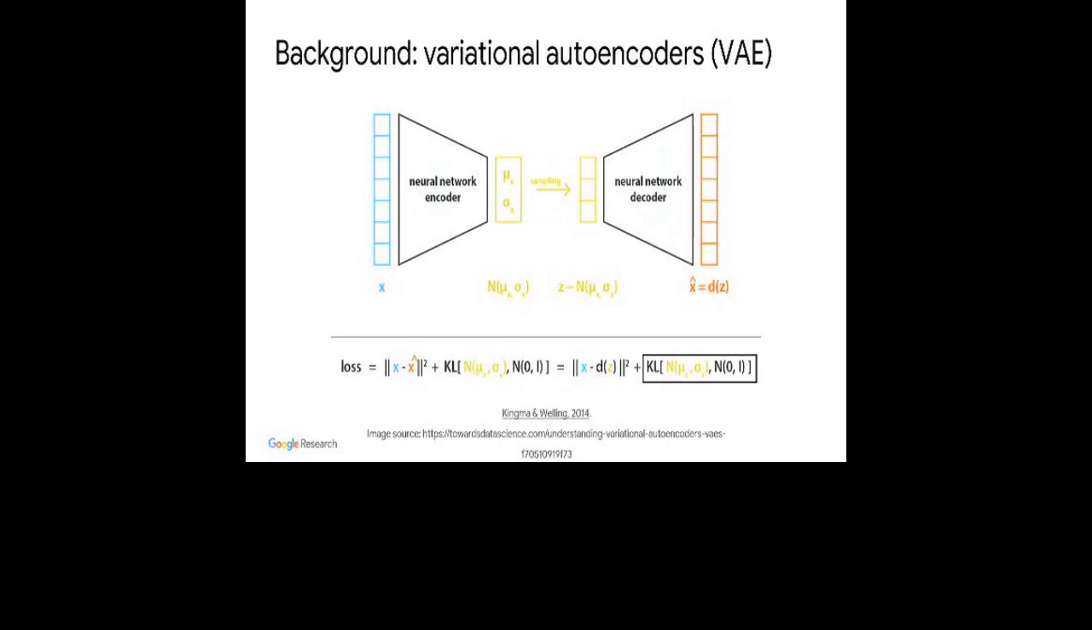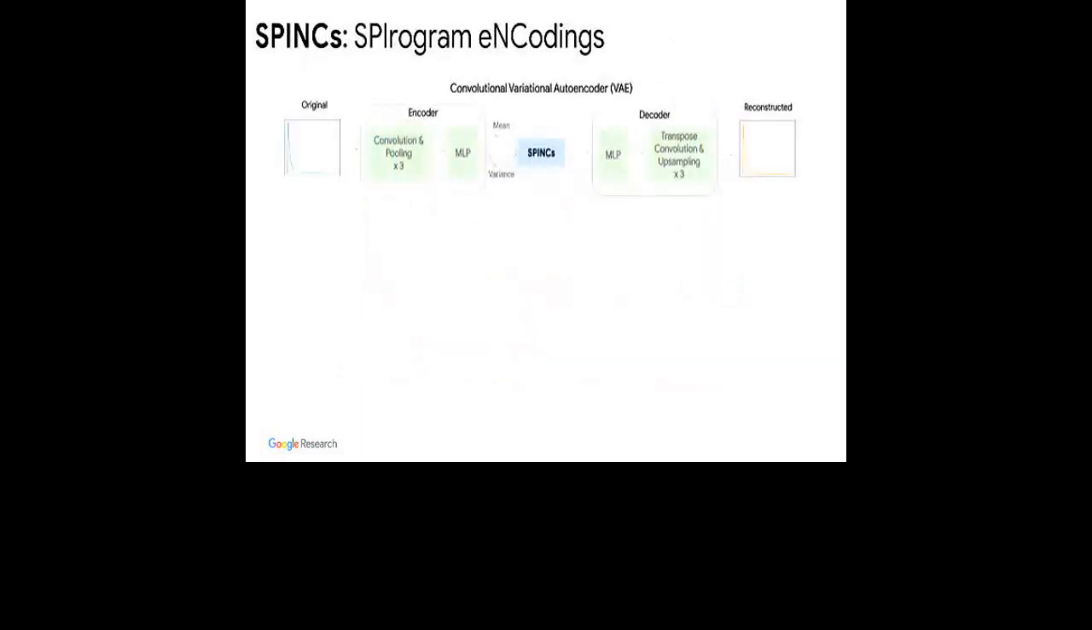If you look at the loss, it has the reconstruction loss, which is very similar to autoencoders, and it has a loss that tries to make sure that the latent factors follow a Gaussian, a normal distribution, based on the KL divergence loss. I won't go into the detail, but that's the main idea behind it. Now, we apply it to spirograms. Here, I'm just showing the architecture.